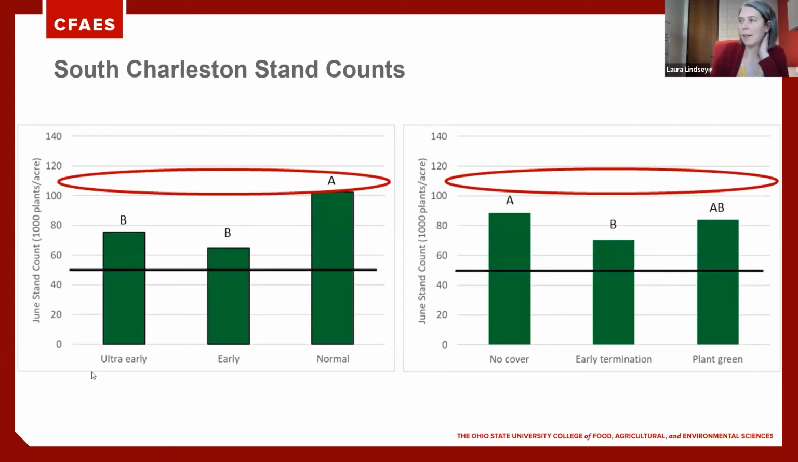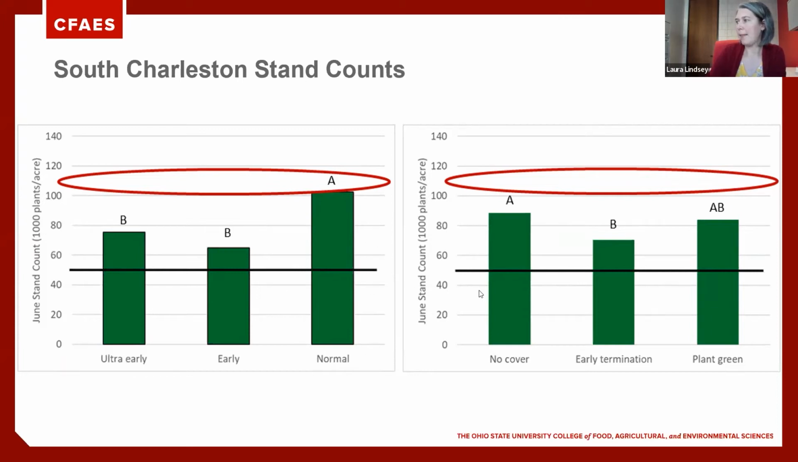Moving to South Charleston, so this is our west central location. There was no significant interaction between planting date and cover crop, so I'm showing each of those factors separately. So when you're looking at just planting date alone, this first graph, everything was above that 50,000 threshold, but we did see the highest stand or greatest number of plants per acre for that normal planting date, which is end of May.